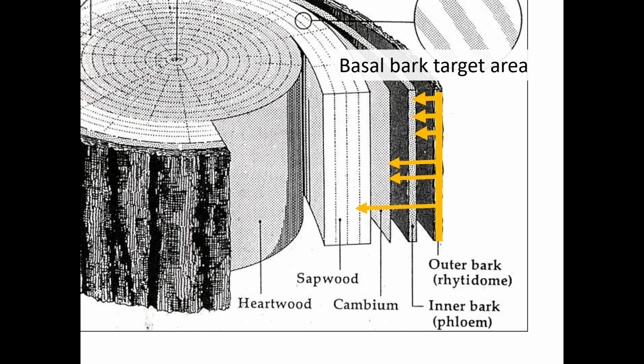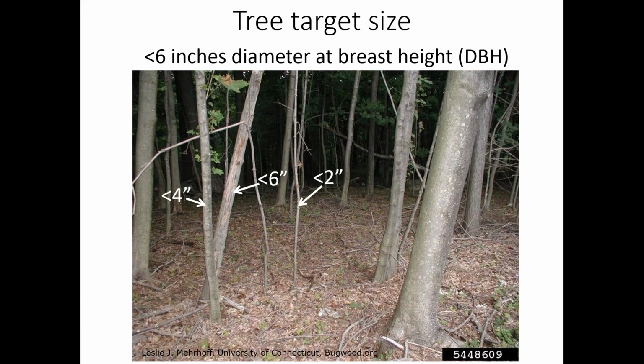Now, moving on, what about tree target size? That basic definition said trees less than 6 inches in diameter at breast height, or DBH. Years ago, Les Meerhoff took a great picture where he captured an incredible diversity of tree sizes within this one picture.